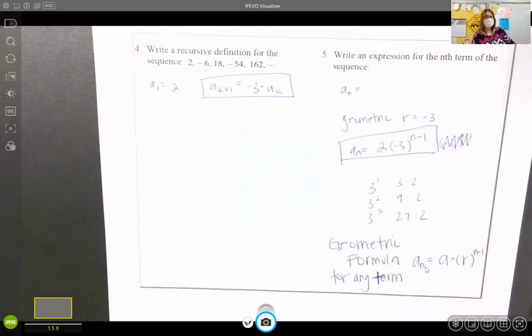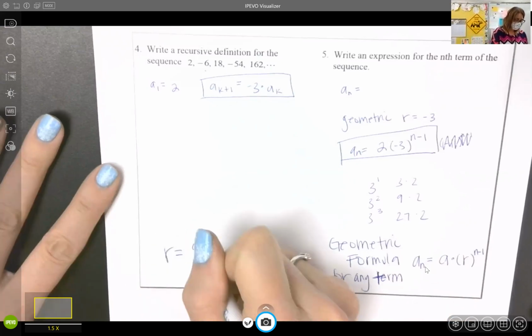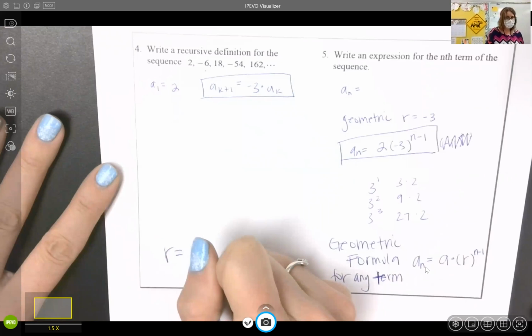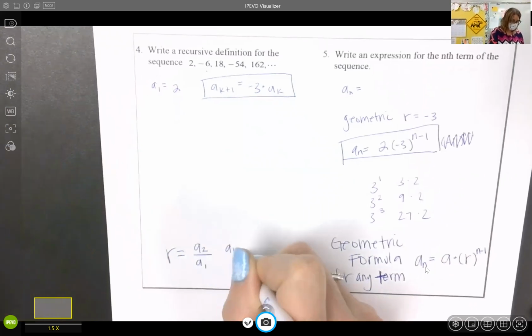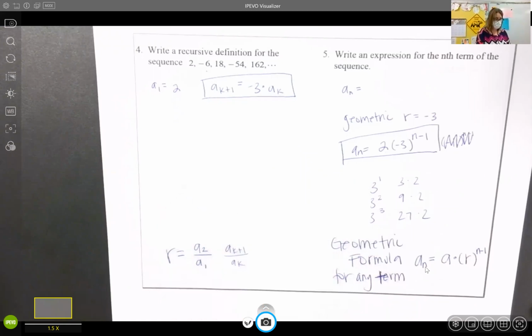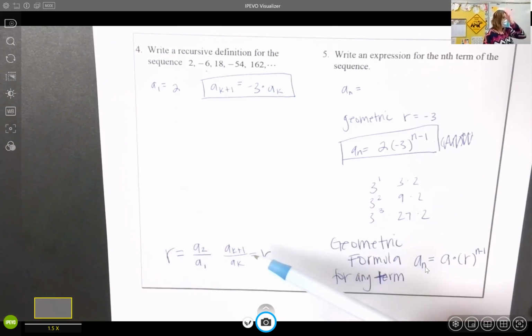So if you figure out that you're multiplying by something over and over and over again, that's geometric, okay, if you can find a common ratio. The way that you can find a common ratio is divide. I should write a_(k+1) divided by a_k if you're being with letters, okay? So you basically divide the next term by the previous term, and that will give you your r.